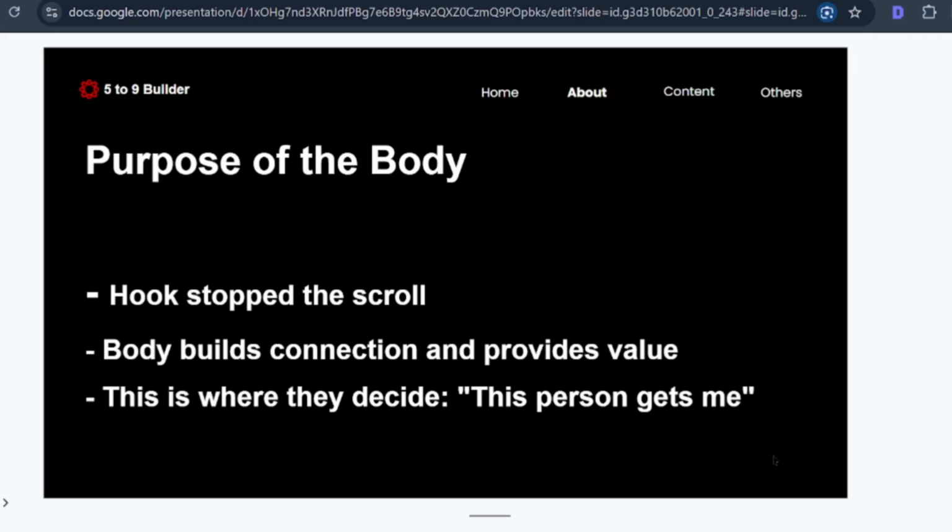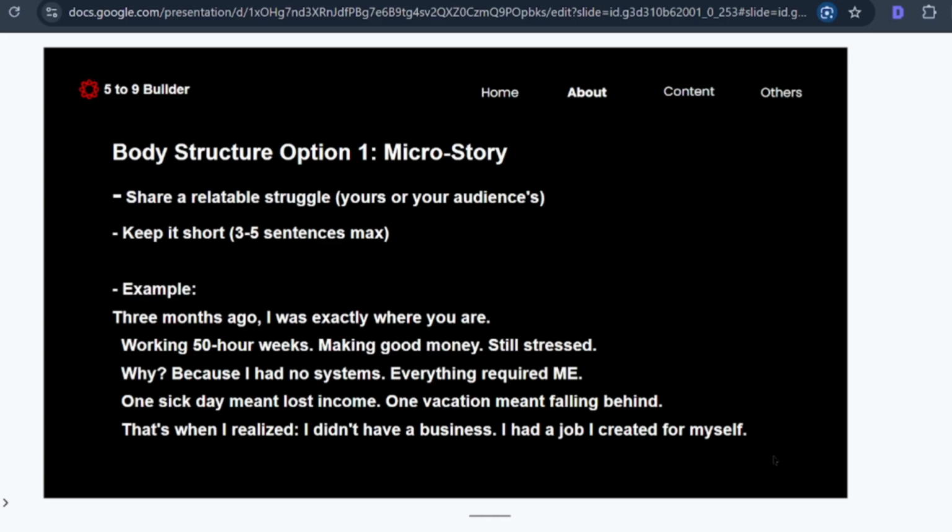You cannot just call somebody, and then the person comes and reads, excuse me to use the word, rubbish, or something that is not even interesting. You understand? So please take your time and do this. All right, now body structure option 1.